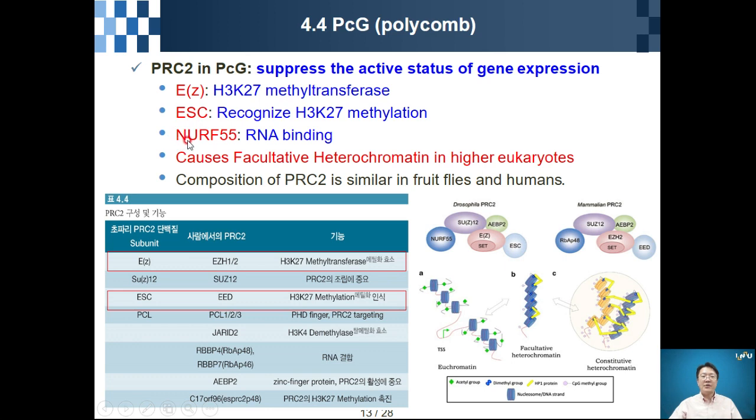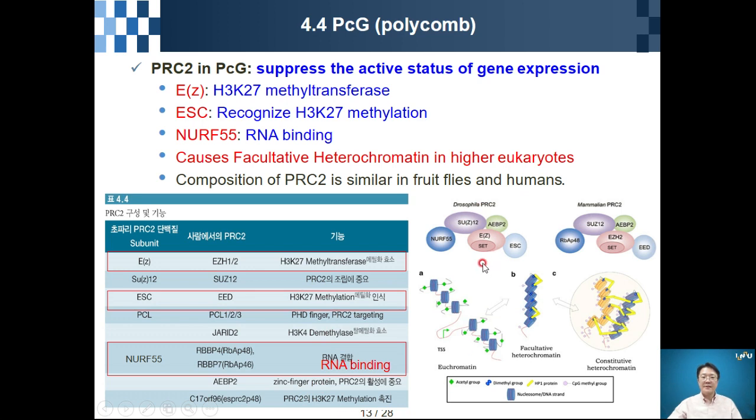How about NURF55? NURF55 is located here. The main function is that it just binds to RNA. There are also other proteins in the PRC2 subunit, but we will not cover them in detail.